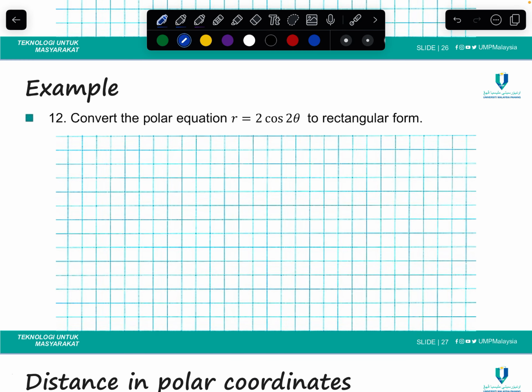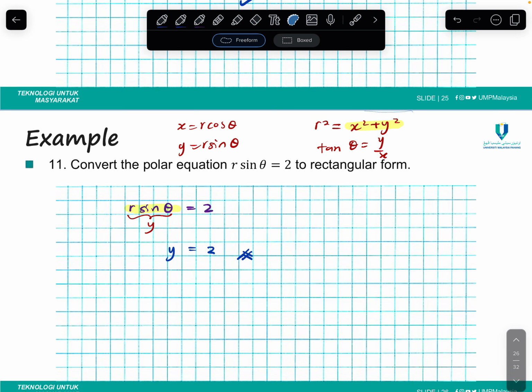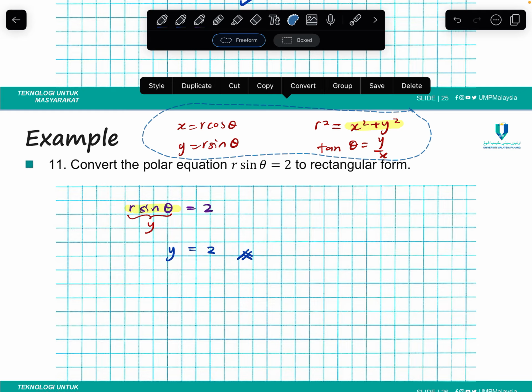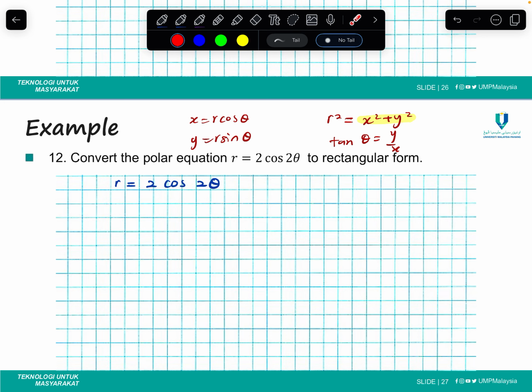Convert the polar equation to rectangular form. So for this case, r equal to 2 cos 2 theta. In our equation, we have this formula that relates to double angle. We are still using this formula for conversion. This is the basic rules. Okay, we will apply this. Based on this formula, no angle has 2 theta. Every angle is cos theta, sin theta only, not cos 2 theta. So you must convert this double angle by using the formula.